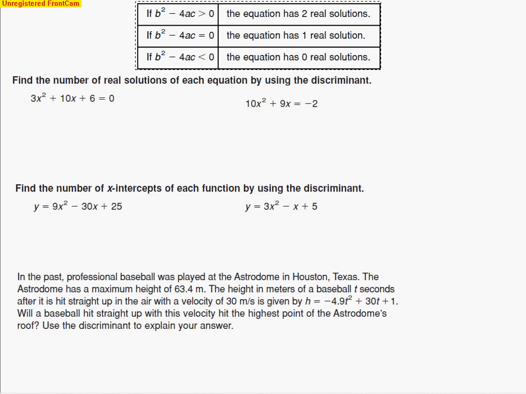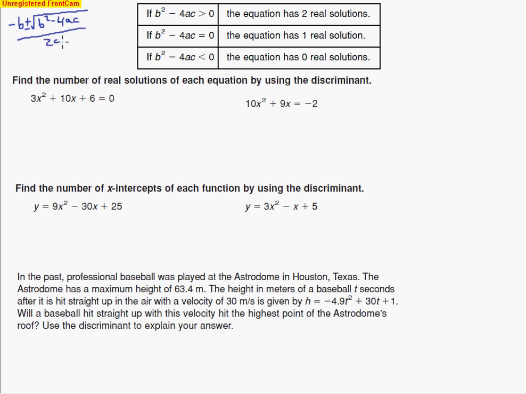Today is day 2 on using the discriminant to find the number of solutions. So let's take a look at different problems that we'll end up experiencing. First, before we do that, let's take a look at what the discriminant is. Again, it's this b squared minus 4ac. So it's just this little part of the quadratic formula. Remember the quadratic formula, negative b plus or minus the square root of b squared minus 4ac all over 2a.